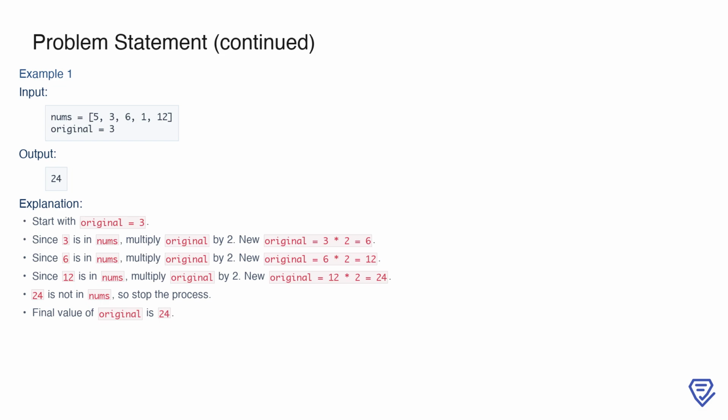To understand this better, let's look at the first example. Here, nums is 5, 3, 6, 1, 12, and original is 3. Start with original equals 3. Since 3 is in the array, we multiply it by 2, so original becomes 3 * 2 equals 6. Next, since 6 is also in the array, we again multiply it by 2, and original becomes 6 * 2 equals 12. Continuing, 12 is found in the array, so we multiply by 2 once more, making original equal to 12 times 2 equals 24. At this point, 24 is not in the array, so the process stops. The final value of original is 24, which is the output.